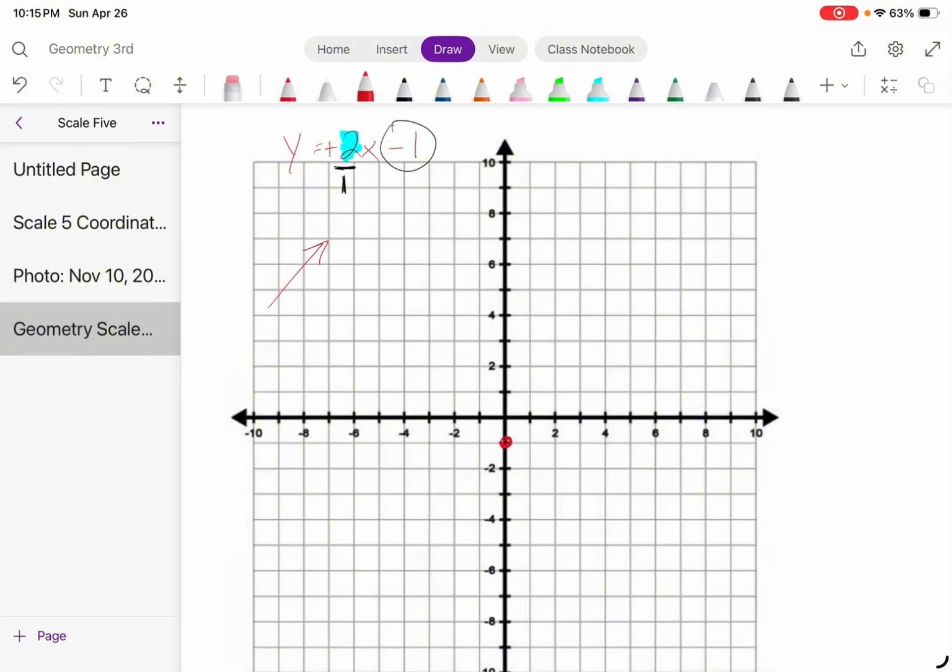So if we're going to rise 2 or go up 2, we're going to go right 1. And we continue that path over and over and over, or we could go down 2 and left 1. We still have the same uphill line.